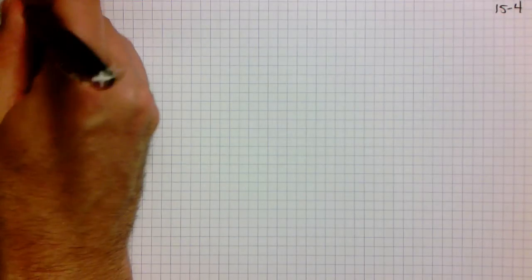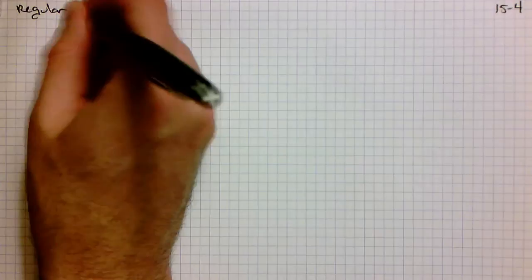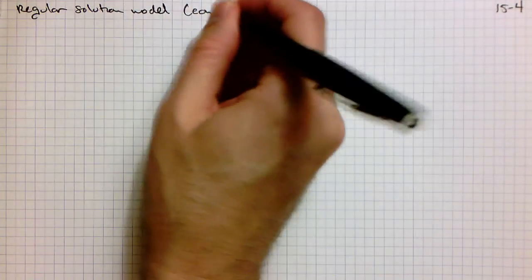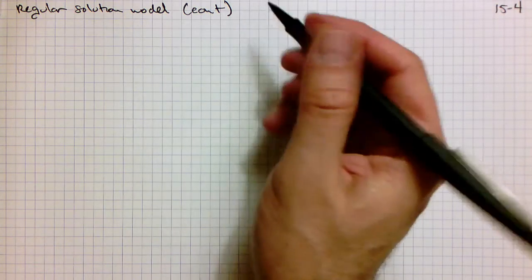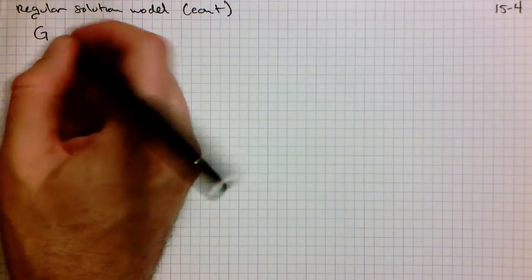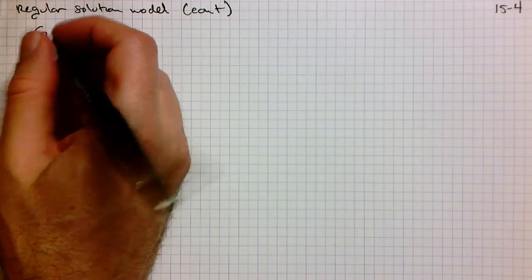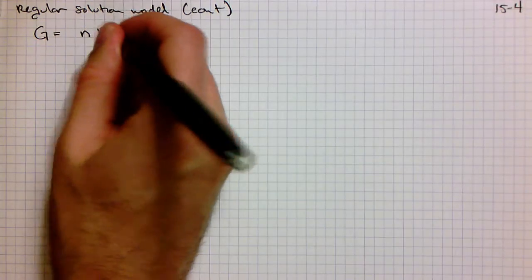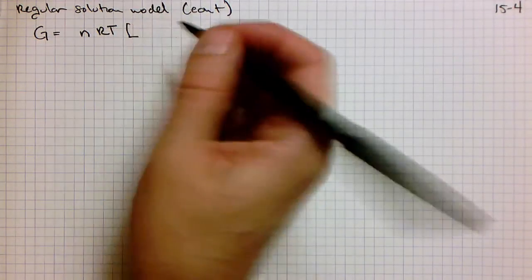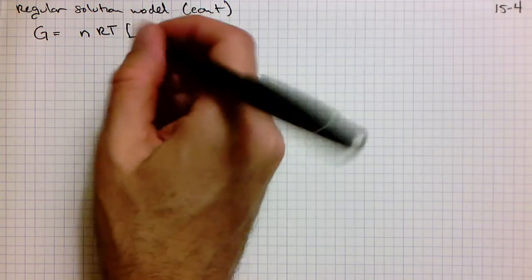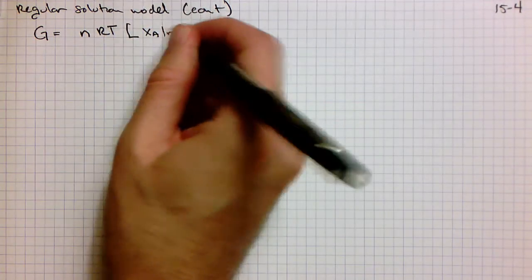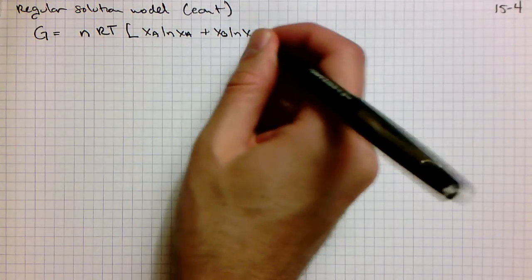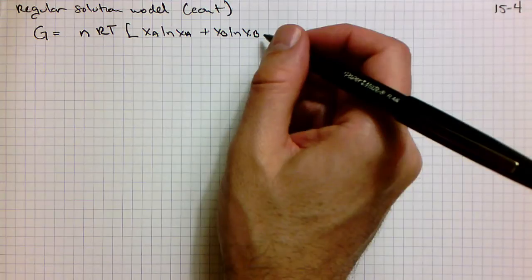Okay, so let's continue with the regular solution model. In particular, we want to now ask, what does this all mean? We have an expression for our free energy of the regular solution model, which has a first part that's just taken from the ideal solution model. So it's just xa natural log of xa plus xb natural log of xb. That was our free energy from the regular solution model.